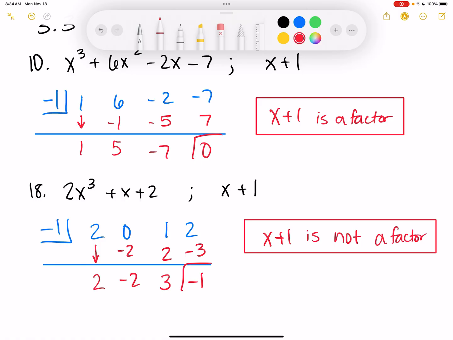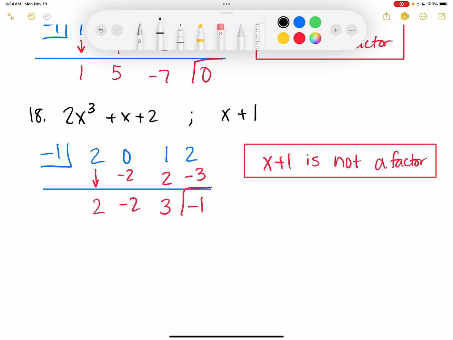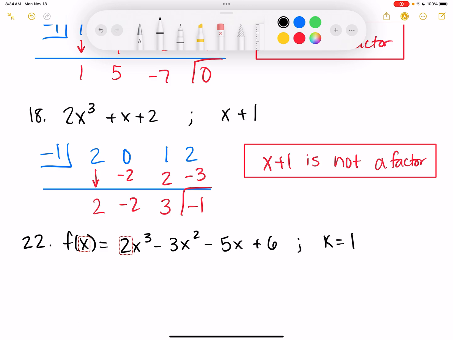All right, factor the function into linear factors given that k is a 0. So this is taking it a little bit farther than what we were doing in 3.2. So 22, I've got f of x equals 2x cubed minus 3x squared minus 5x plus 6, and k is equal to 1.